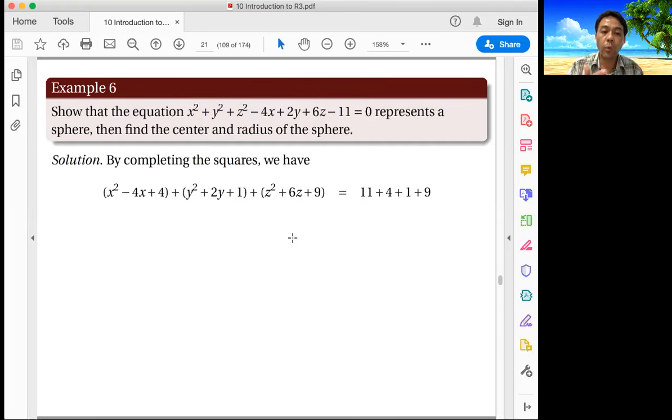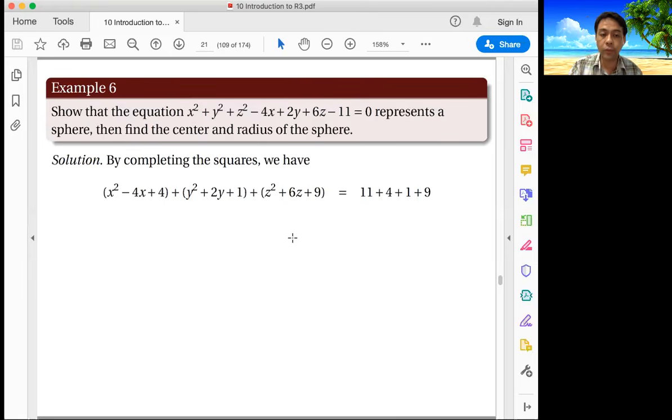And then for the y, you divide 2y by 2. You get 1. And then you square that. You get 1. For 6z, you divide that by 2. You get 3. You square, you get 9. And then you add these values on the left. You also add this on the right. Take note, we already transposed 11. And then we just factor.